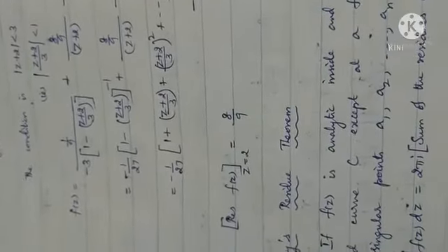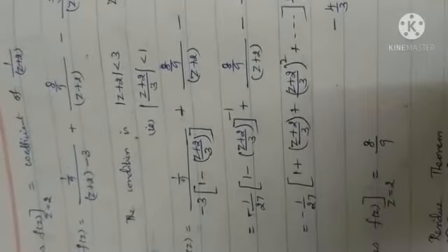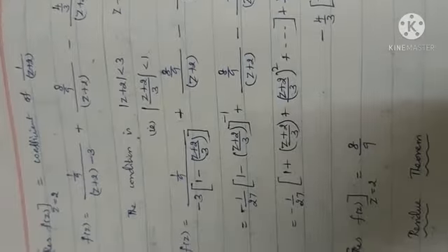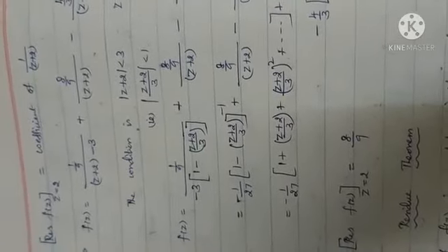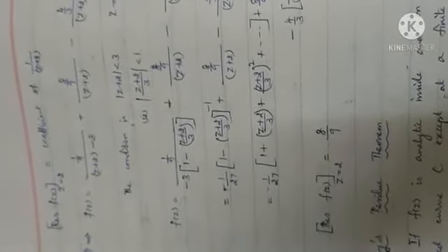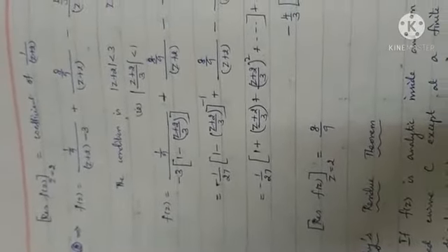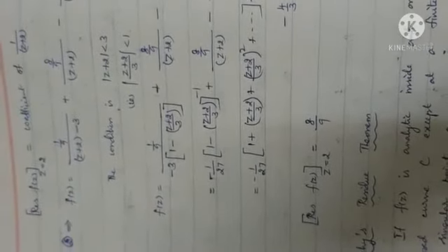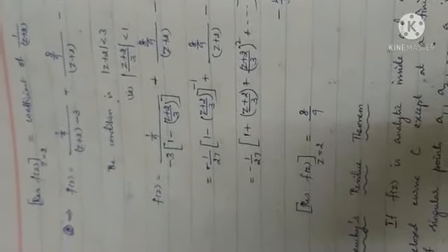So now you know what residue is. Residue is the coefficient of 1 by z minus a in the Laurent series. The coefficient of 1 by z minus a in the Laurent series is called the residue. So there are two methods to find residue: one by using the Laurent series, the definition method, and second by using the formula method.